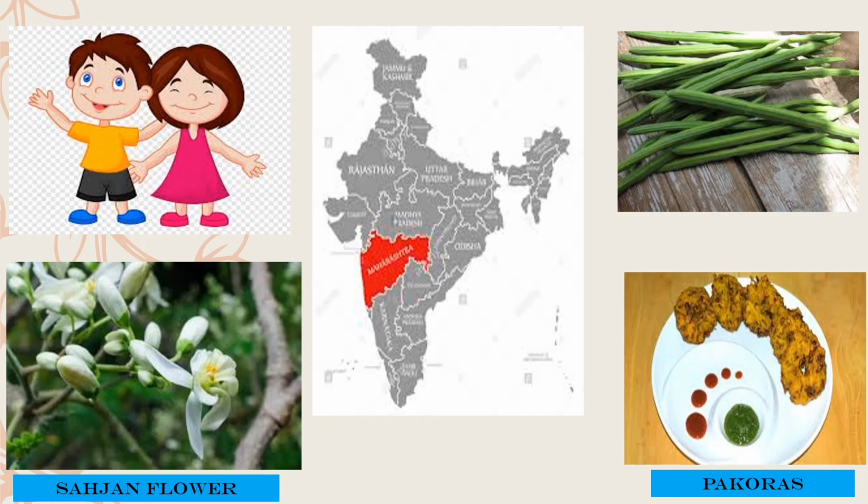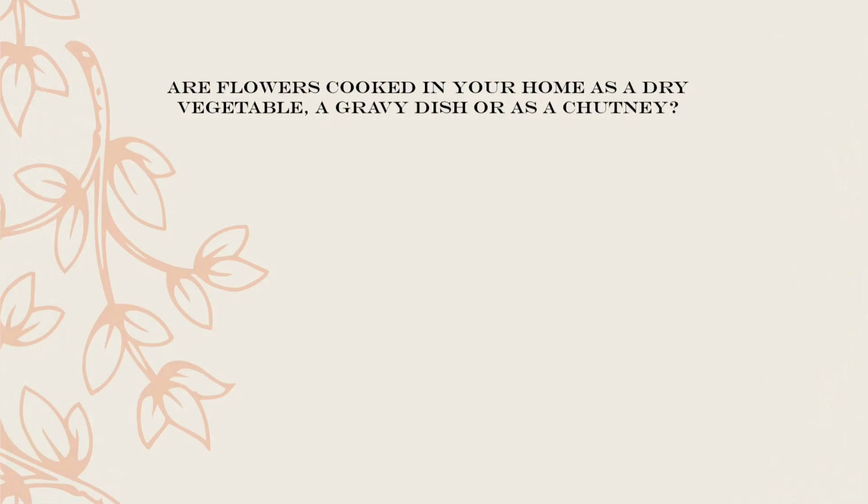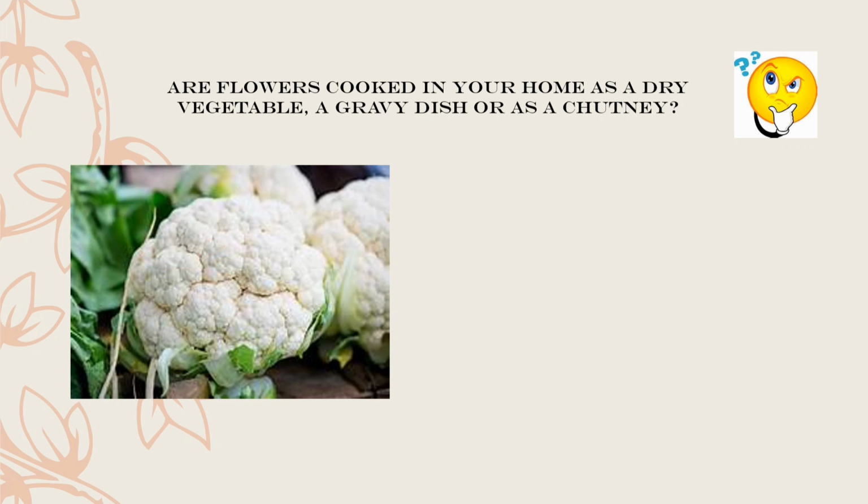Now let's move on to Mamta and Omar, who are from Maharashtra. Maharashtra lies to the west of India. As can be seen from the map of India, the red colored part denotes Maharashtra. Mamta and Omar both love pakoras made of Shevga flowers. In this picture, we can see the flower and also the pakoras which are made out of them. Are flowers cooked in your home as a dry vegetable, a gravy dish or as a chutney?